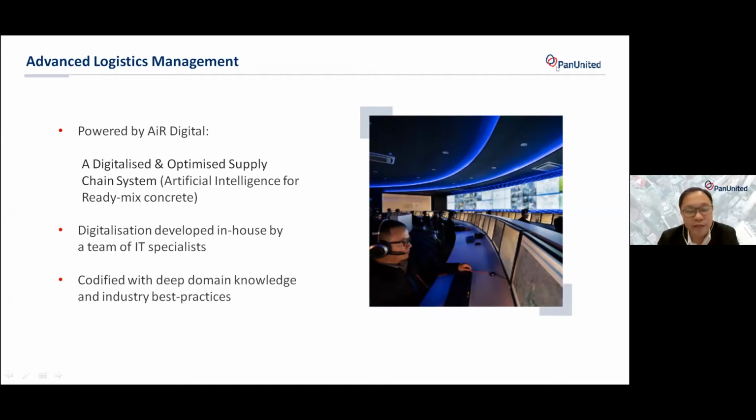Not only innovating concrete solutions, I would also like to share with you our digital advanced logistic management. This is powered by our AIR Digital. AIR stands for Artificial Intelligence in Ready-Mix Concrete. The photo in the slide is our command center in Singapore that controls the total supply chain solutions, from the materials delivery to the concrete batching plants, as well as supplying concrete to our customer sites. All this is done through our in-house team of IT specialists that develop these digital solutions.